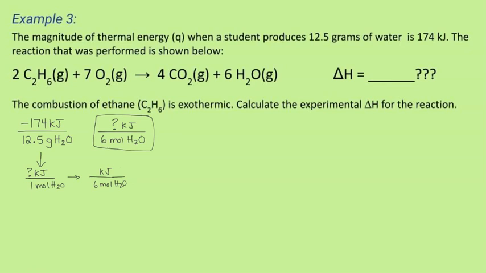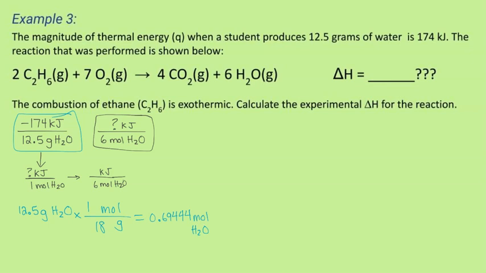So to start out, let's convert that 12.5 grams of water into moles, so then we can figure out the kilojoules per mole. So 12.5 grams of H2O, and we're going from grams to moles. 1 mole of water is about 18 grams. So if we, in our calculator, do 12.5 divided by 18, this is about 0.6944 repeating decimal for moles of H2O.